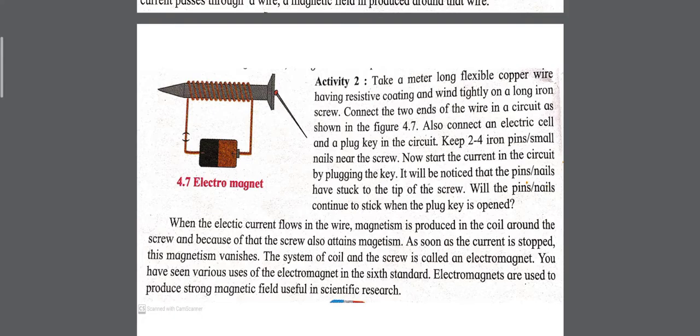When an electric current flows in the wire, magnetism is produced in the coil around the screw. Because of that, the screw also attains magnetism. So what is magnetism? Magnetism is the force exerted by magnets when they attract or repel each other. Magnetism is caused by the motion of electrical charges.